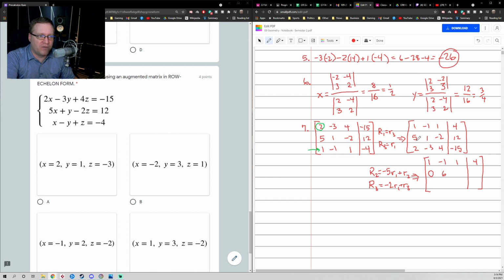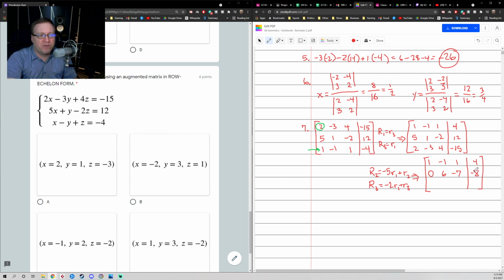And then let's go here. Negative 5 times 1 is negative 5. And then plus negative 2. Negative 5 plus negative 2 is negative 7. And then the last row, the last column is negative 5 times 4, which is negative 20. And then we add 12. So it's going to be negative 20 plus 12, which is negative 8.